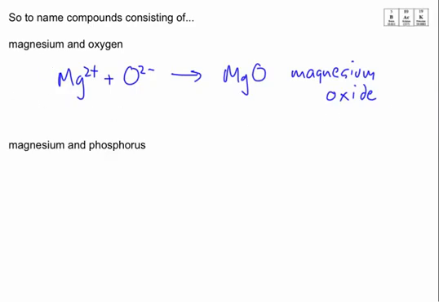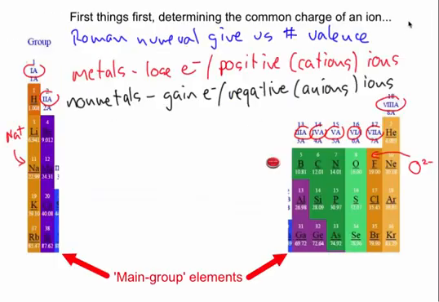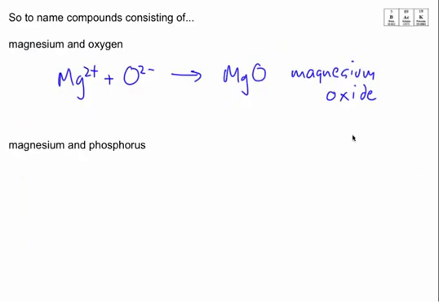Well, how about magnesium and phosphorus? Well, we already know what magnesium is, still 2+. Well, phosphorus over here, it has 5 valence electrons, 5A, so it's going to lose or gain 1, 2, 3. It's going to gain 3 to become a stable ion. So we have magnesium 2+ plus P3-, and so MgP, but that doesn't obey the zero-sum rule. 2+ and 3- does not add up to 0.